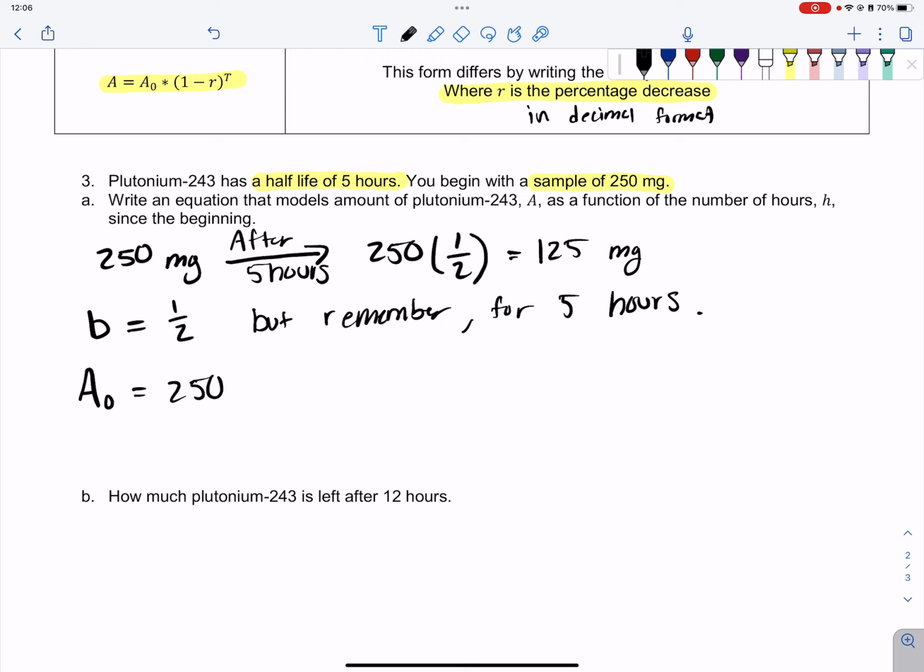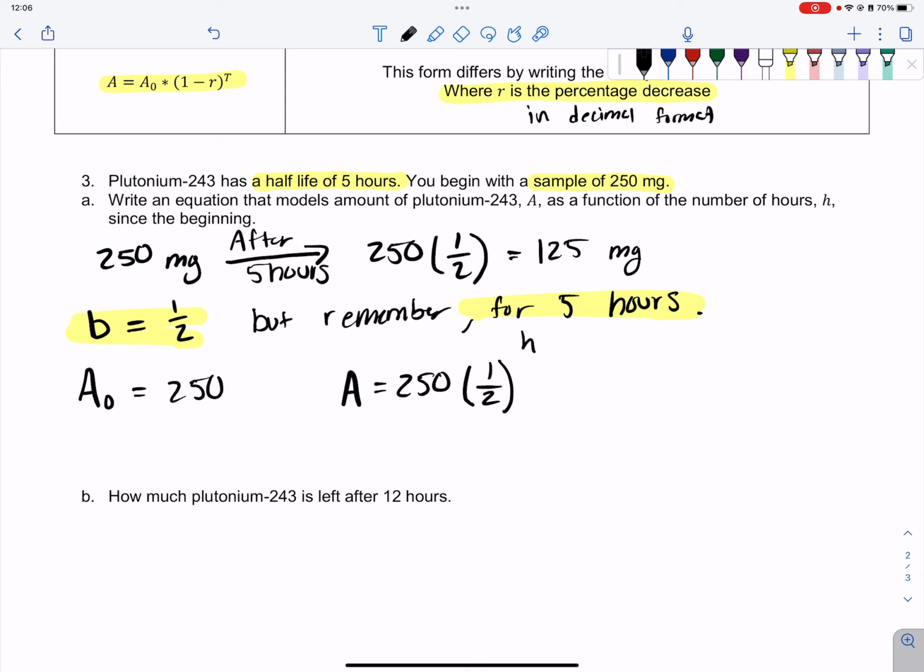So now let's get started in writing our equation here. We have that our amount A is equal to 250 times 1/2, and then I want to raise this to the number of hours that have gone by, which I'm calling h. However, h is for 1 hour, while our decay factor b here of 1/2 is for 5 hours.